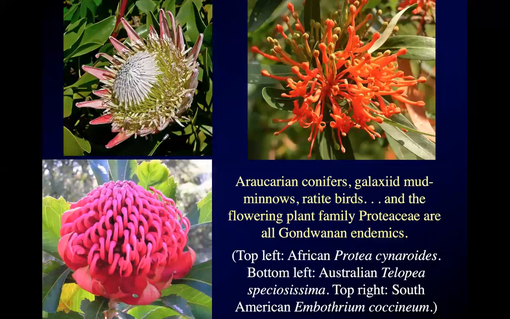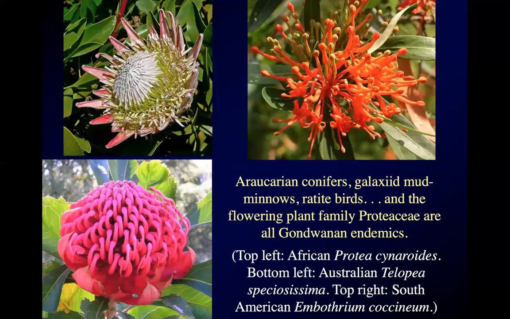And there's more. Conifers in the family Araucariaceae, mud minnows in the family Galaxiidae, ratite birds, that's birds with a flat breastbone, which is tinamous and cassowaries and ostriches and emus and rheas. Let me see, there's certain families of earthworms and flowering plants in the family Proteaceae, which are shown here. They're all endemic to the continents that Wegener thought must have once been connected in that southern half of Pangaea that we now call Gondwana. So these are all Gondwanan endemics.